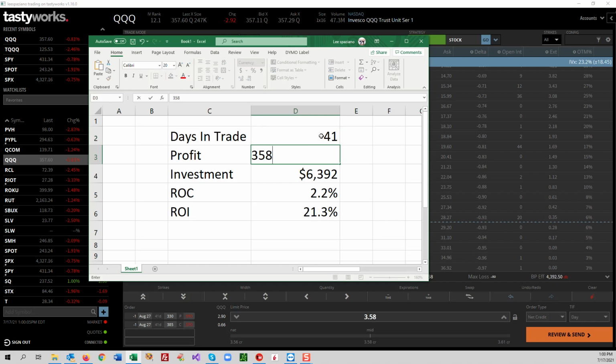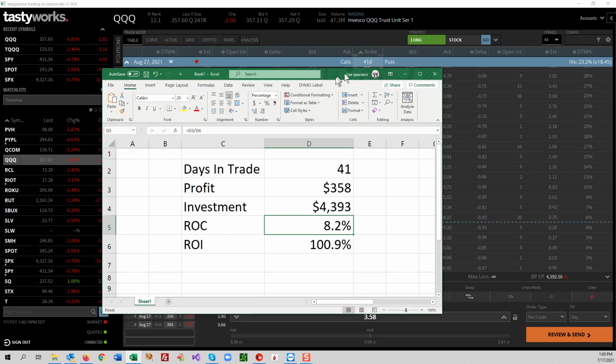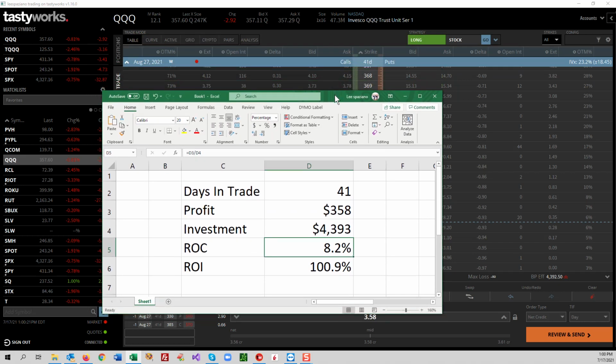We're collecting $358 and our buying power effect is $4,392.50. And again, that's all right here on the page. Right here and here and here. Those are our parameters.